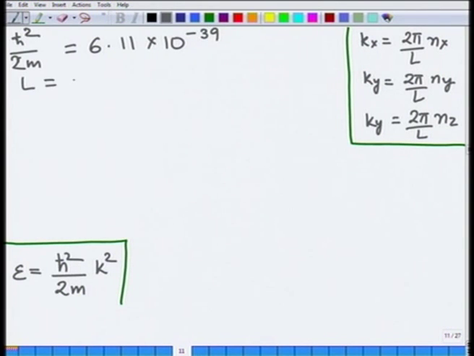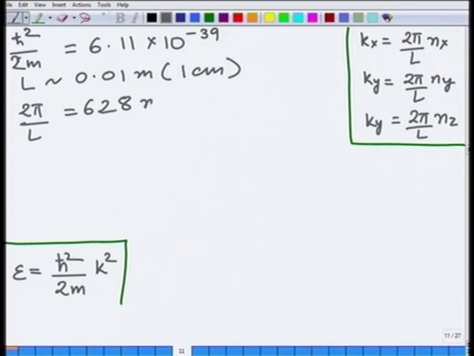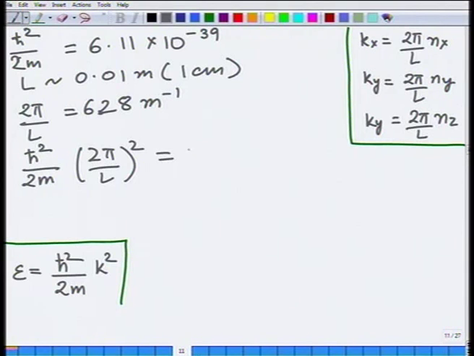If we take L to be 0.01 meter, that means 1 centimeter, then 2 pi by L is 628 meter inverse. Remember this is 2 pi by L times some integer. Let us look at the quantity h bar square by 2m times (2 pi by L) square. This quantity becomes 2.41 into 10 to the power minus 33 joules.